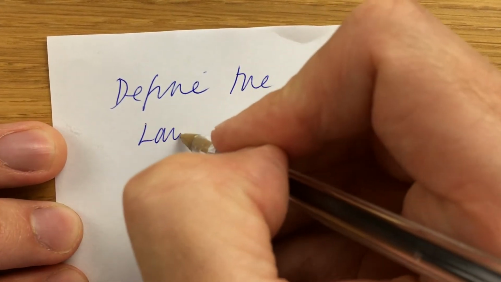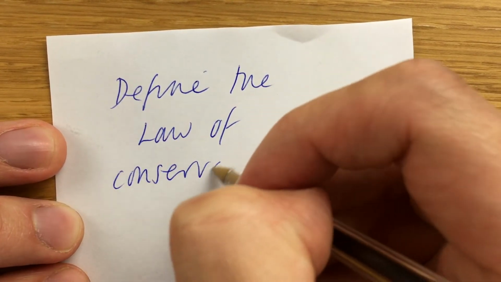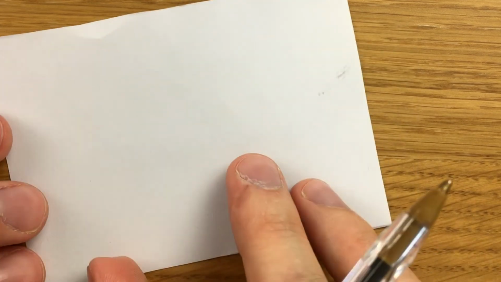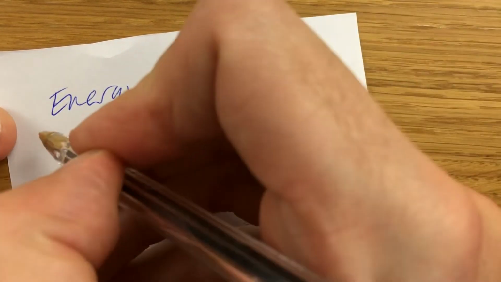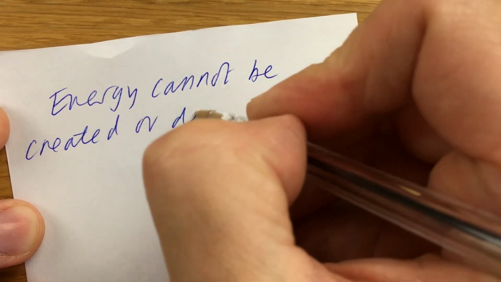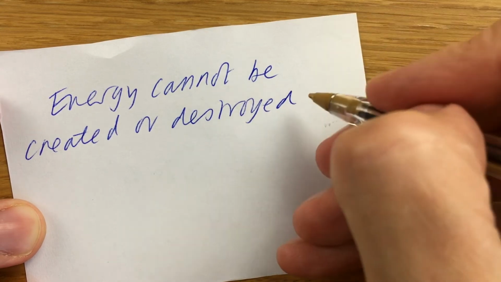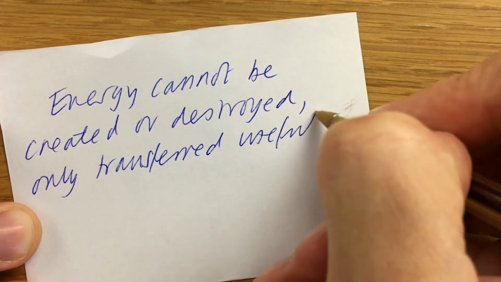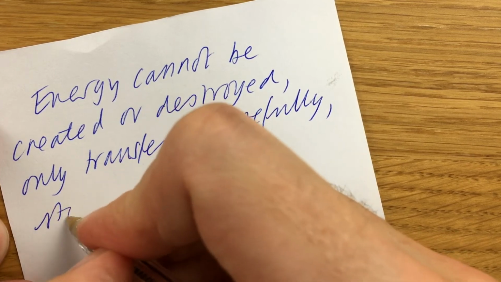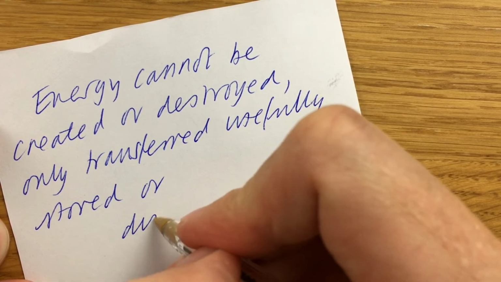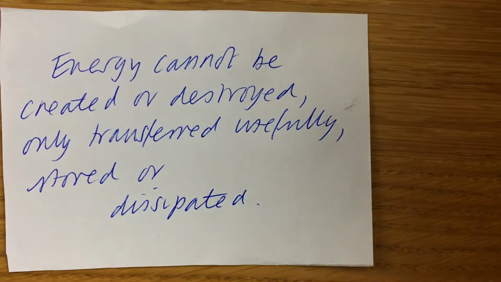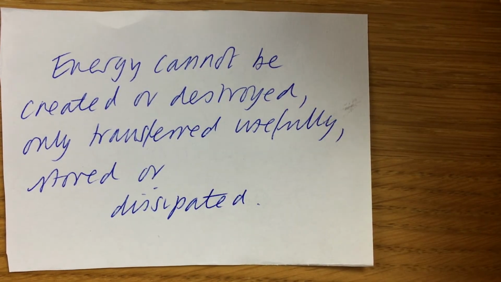define the law of conservation of energy. The definition of this is that energy cannot be created or destroyed, only transferred usefully, stored or dissipated. Energy cannot be created or destroyed, only transferred usefully, stored or dissipated.